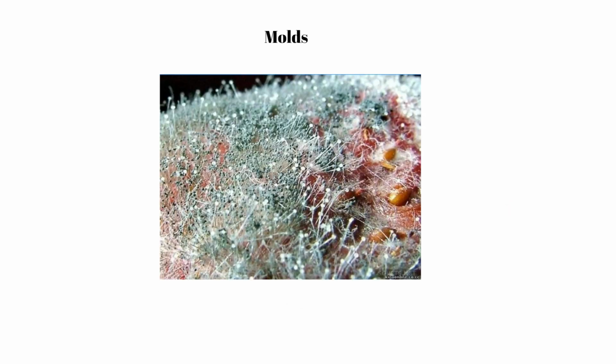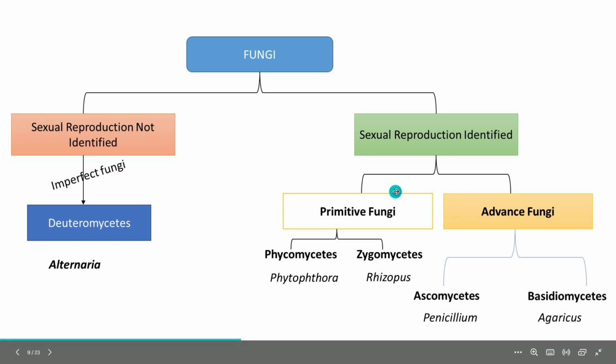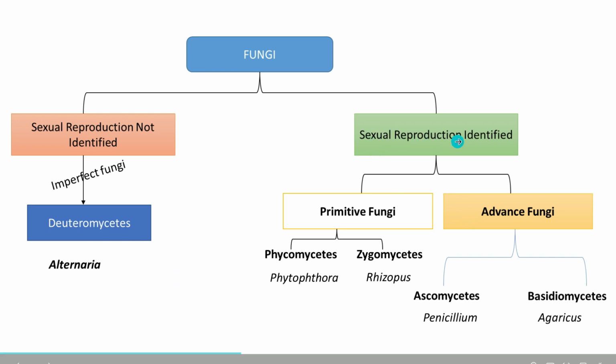Coming back to the molds. The molds you can see are growing on fruits, growing on bread with a thick green color mat or grey color mat on the food substance, which causes food spoilage. Also, further fungi can be grouped based on the identification of sexual reproduction and sexual reproduction not identified.